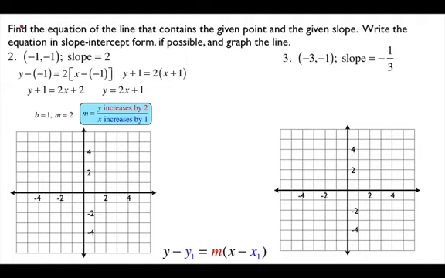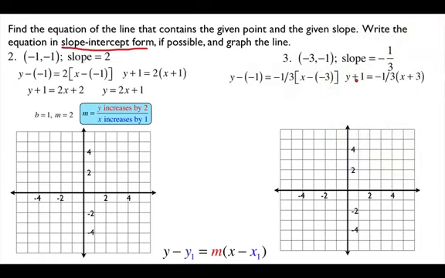Again, you're given a point and a slope, so I'm going to plug this into point slope form. Point slope form is going to help me get to slope intercept form. So I plug in my x1, y1, and my m in this form. This is what I get. This becomes minus negative, becomes plus, same thing here.